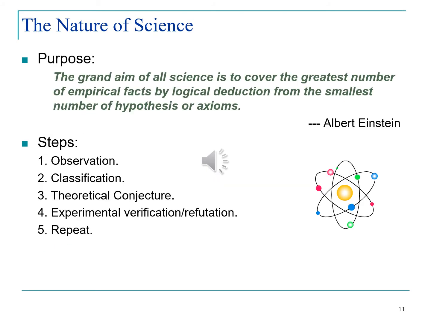Okay, so again, we go back to the concept of science, the nature of science, and the purpose: the grand aim of all science is to cover the greatest number of empirical facts by logical reduction from the smallest number of hypotheses or axioms. That's a quote from Albert Einstein. So what are the steps? We start with observation, then classification, and then using that information, we can create a theoretical conjecture. Then we do some experimentation for verification or refutation, and we repeat until we get the insights that we need.